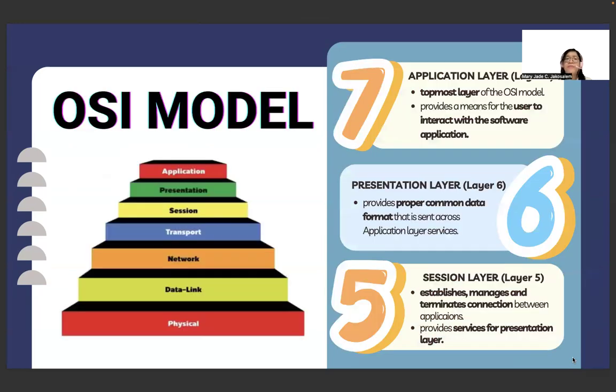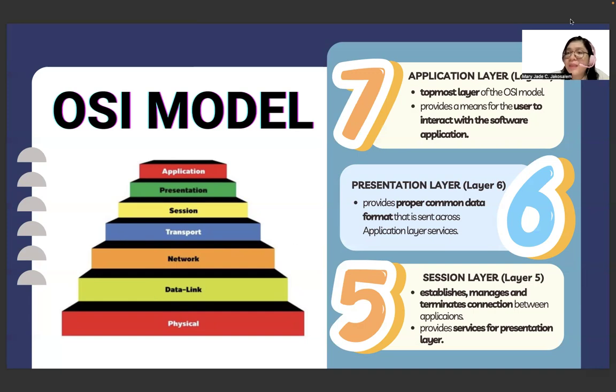So first, let's delve into the OSI model. Again, the OSI model has 7 layers. We have the application layer as the 7th layer. The 6th layer is the presentation. The 5th layer is the session layer. The 4th layer is the transport layer. The 3rd layer is the network. The 2nd layer is data link. And the 1st layer is the physical layer.